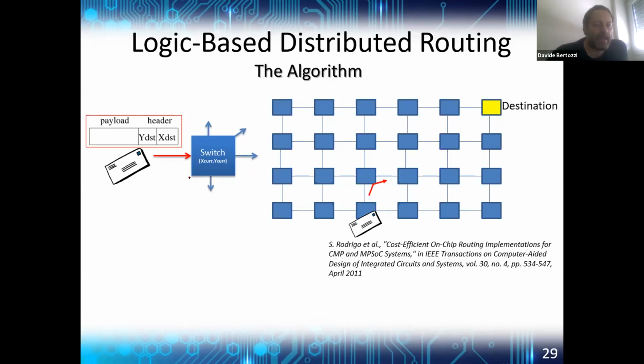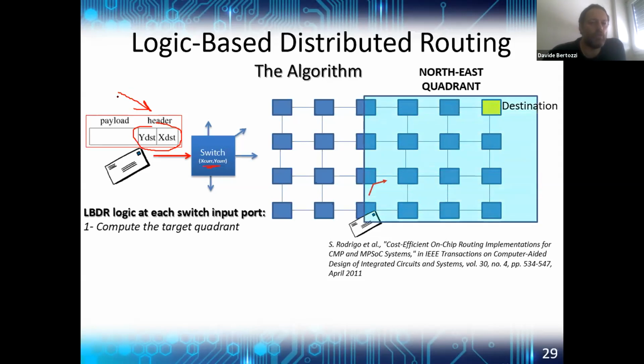So consider a packet now that is entering this switch here. The packet in its header carries the destination coordinates, and the switch has its own local coordinates. The first thing that the routing logic does is to compute the target quadrant. So assume we are here, and we want to go here to the destination. First of all, we compute the target quadrant, and in this case, the target quadrant is the northeast quadrant.